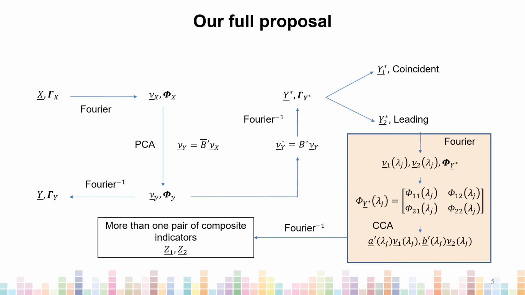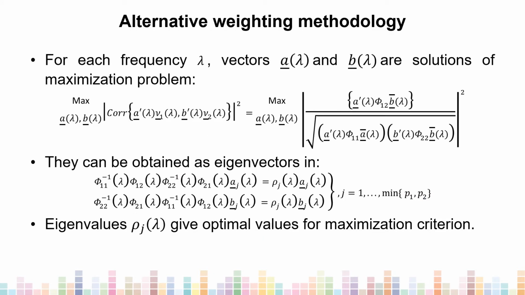For each harmonic series, the spectral matrix is partitioned according to the number of coincident and leading indicators. They will help us determine vectors A and B of coefficients. They can be obtained as a solution of an optimization problem. It can be proven that they can be obtained as eigenvectors of appropriate matrices. Vectors associated with the largest eigenvalue give the solution to our problem.